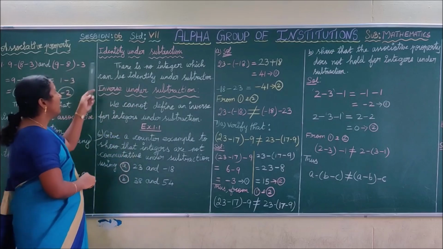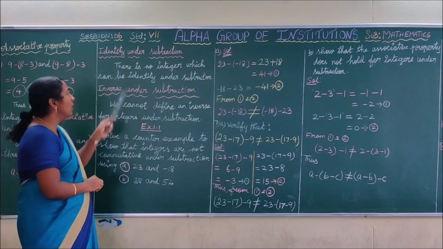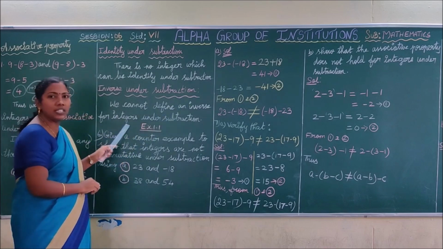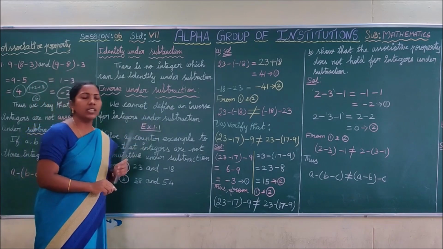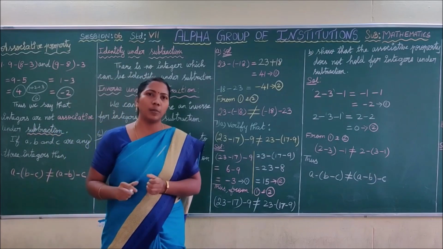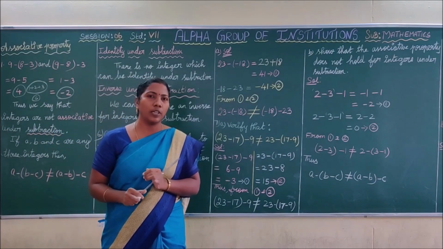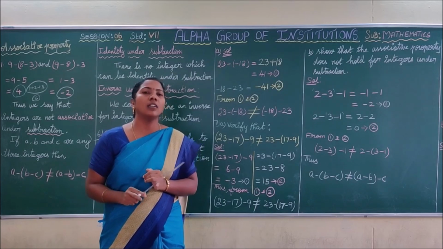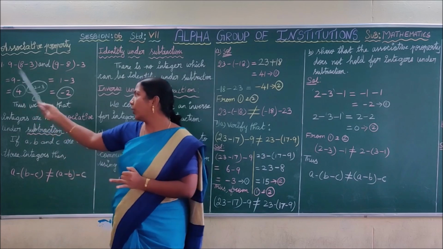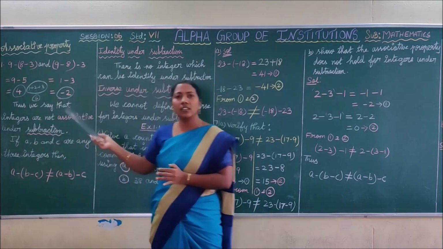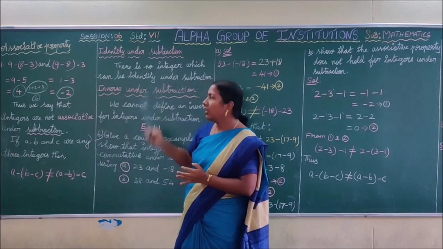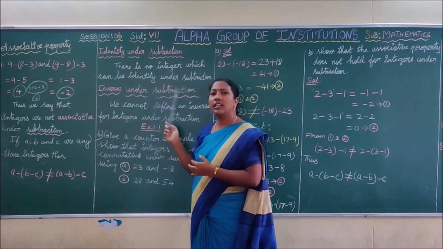So the identity does not exist, so we cannot define an inverse for integers under subtraction. Thus, for the properties of subtraction, it holds only one property, the closure property. Thus, integers are not commutative under subtraction, not associative under subtraction. They do not have an identity under subtraction. They do not have an inverse under subtraction.